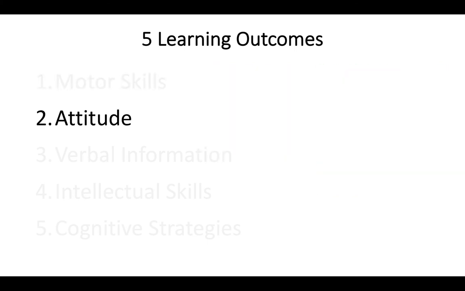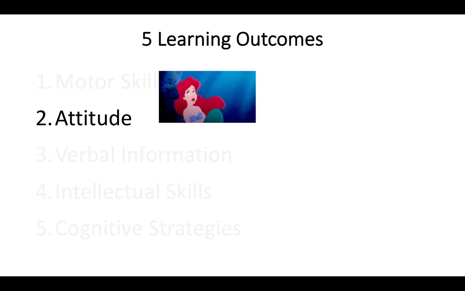All right, the second learning outcome is attitude. We can have attitudes about different things. This is the internal state that influences the choices of personal actions made by an individual towards some class of things, persons, or events. These choices of actions or behaviors made by individuals are influenced significantly by their attitude.